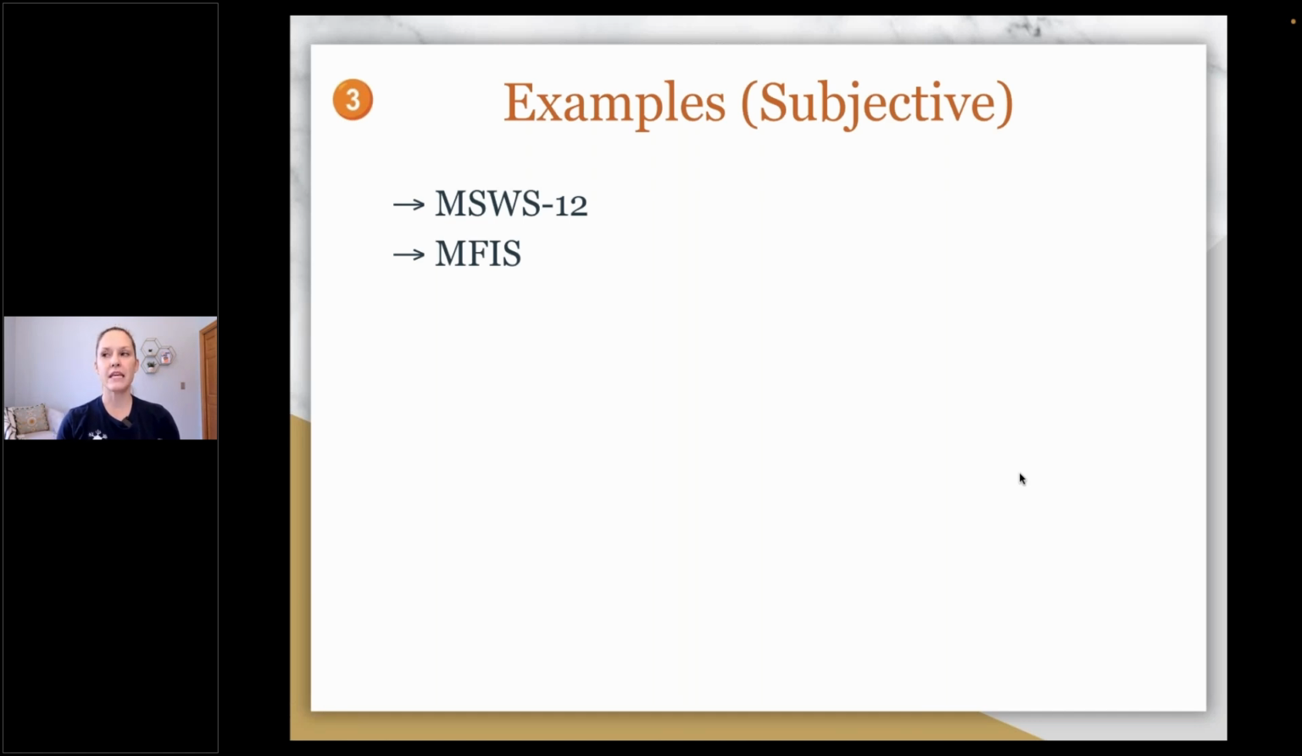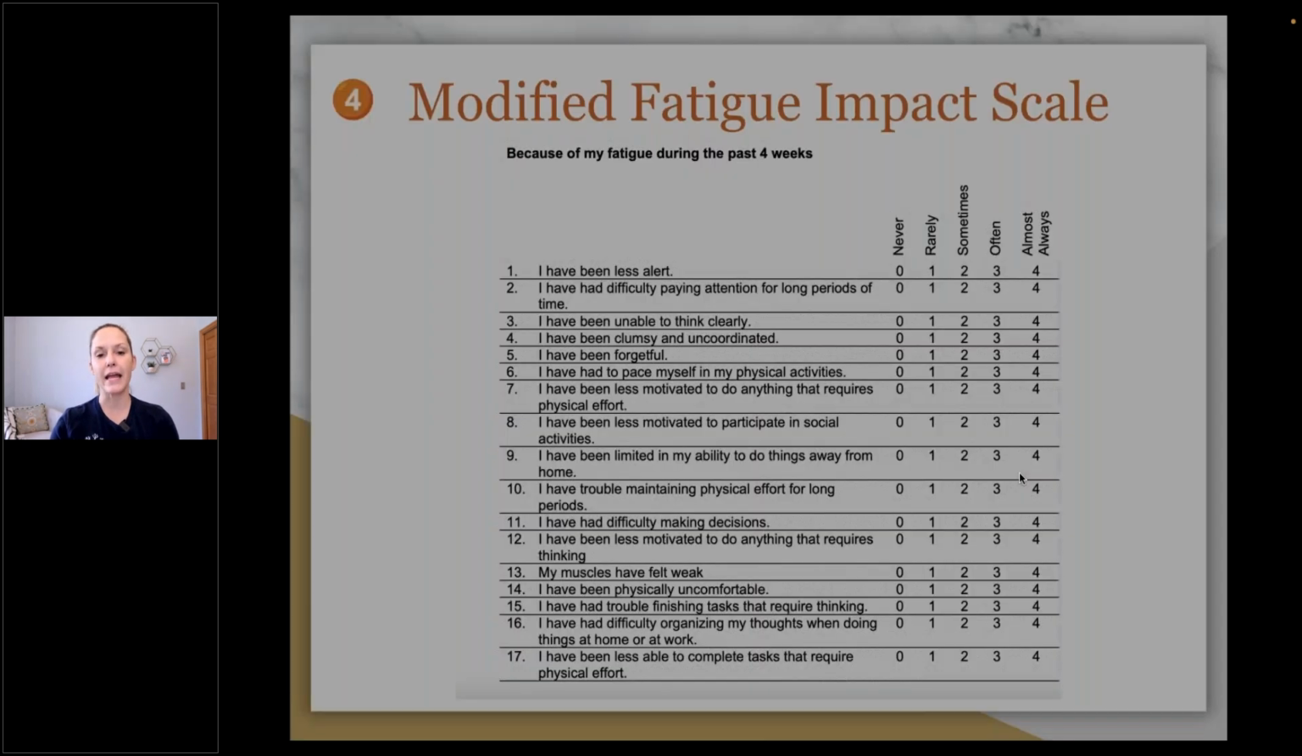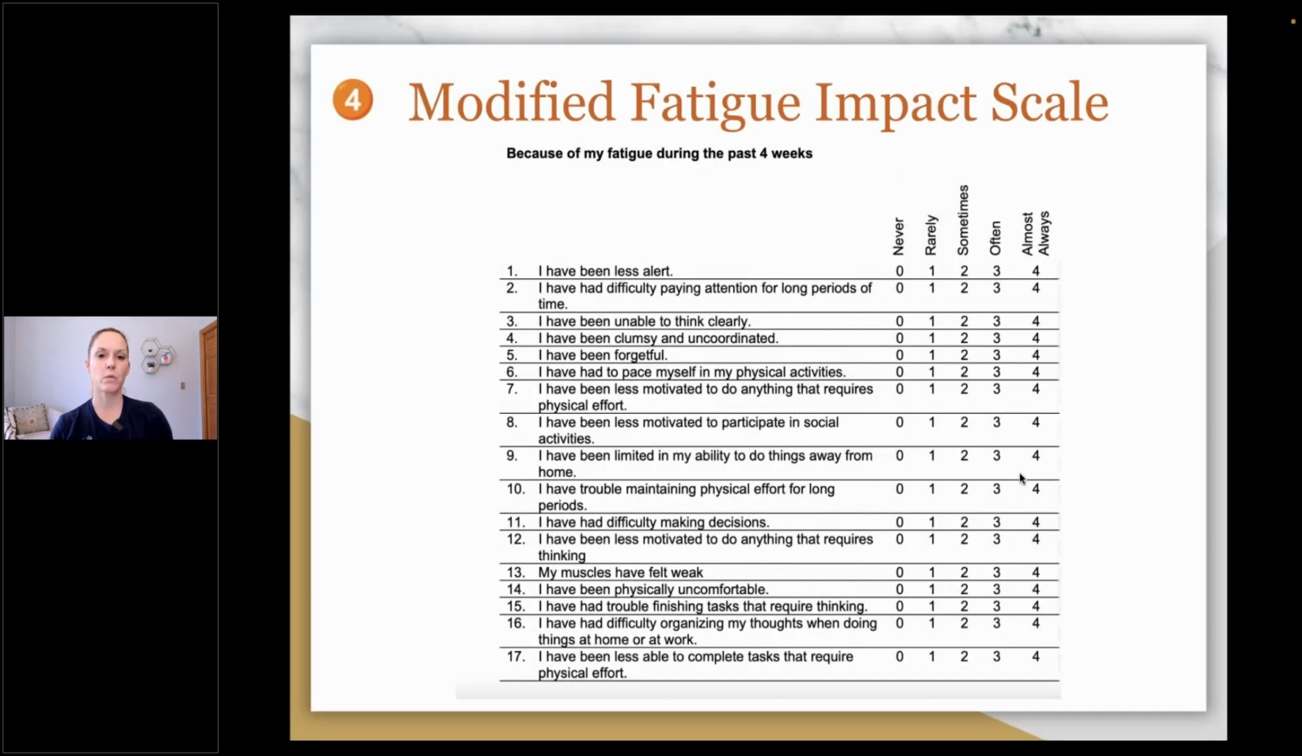So two of the ones that are most often done with physical therapists are the MSWS-12, which stands for the Multiple Sclerosis Walking Scale 12. And then the other one is the Modified Fatigue Impact Scale, or the MFIS. So let's talk about what each of those look like. Let's start with the last one.